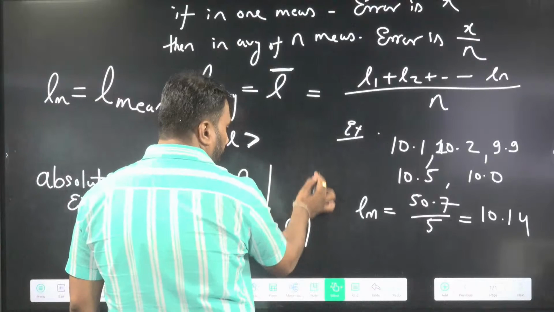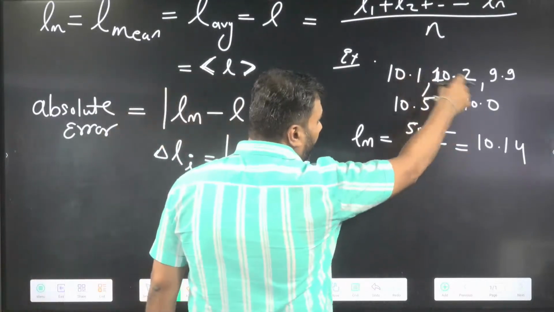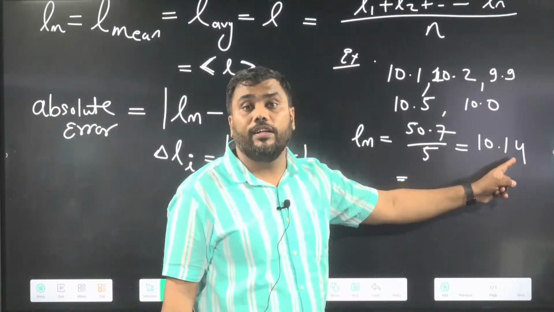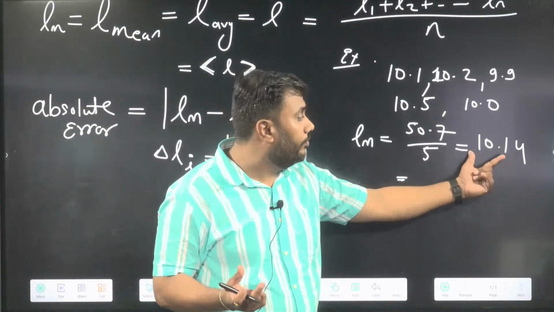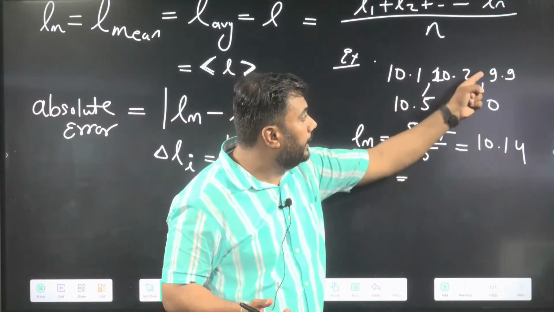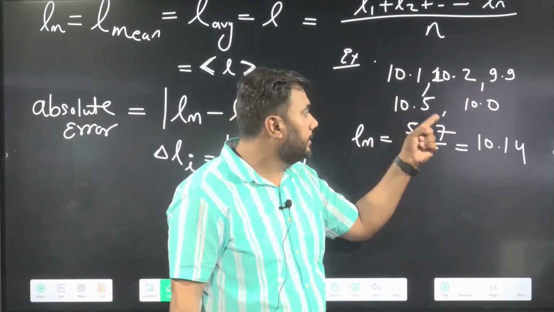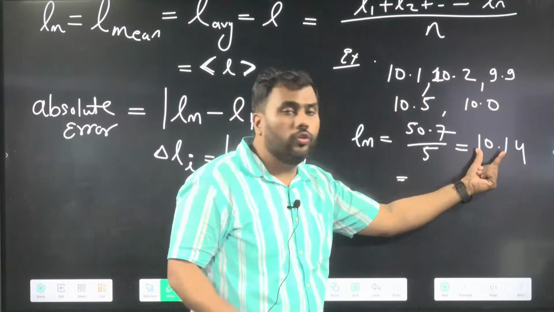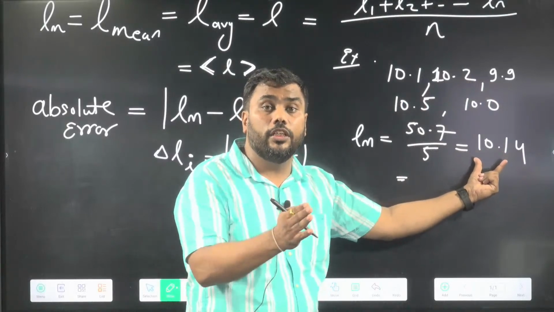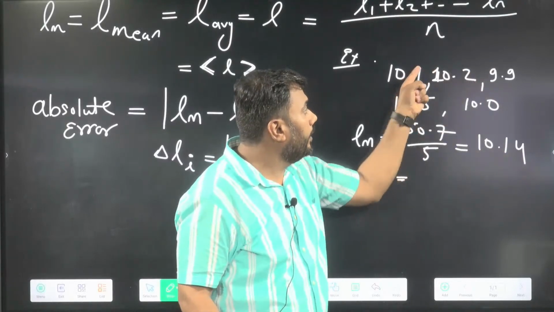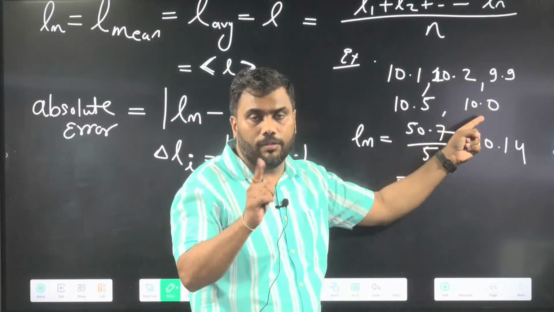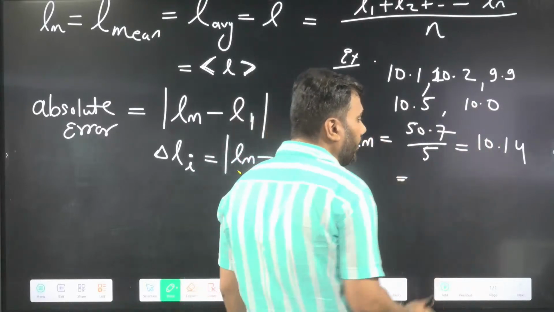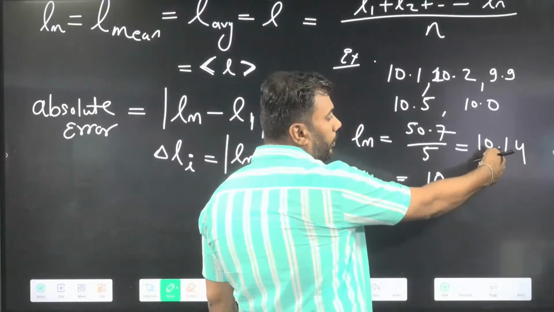Now, by taking the difference of this mean value with every reading. Okay, but before that, listen carefully. 10.14, I cannot just take 10.14. Why? Every reading here has only one decimal place. After the decimal, you are getting only one number here. So your answer should also follow the rules of significant figures in addition. So my answer should also contain only one digit after the decimal. So I should round this off to only one digit after the decimal.